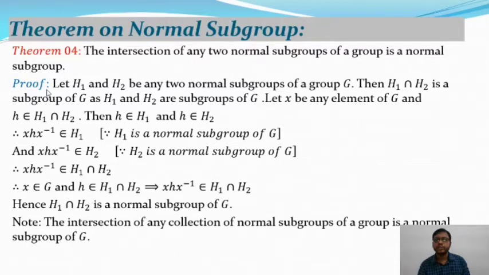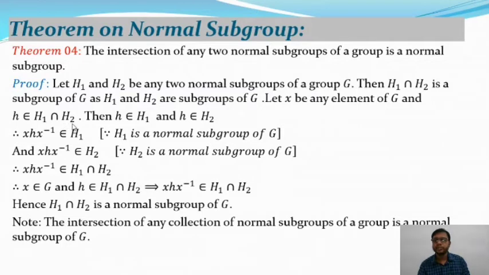Let H1 and H2 be two normal subgroups of a group G. Okay, so here H1 and H2 are normal subgroups, we consider that, and then H1 intersection H2 is a subgroup of G, as H1 and H2 are subgroups of G. So H1 intersection H2 is a subgroup of G. This is the theorem on the subgroup. Intersection of any two subgroups is a subgroup, and I have already proved this theorem in the lecture of subgroup.